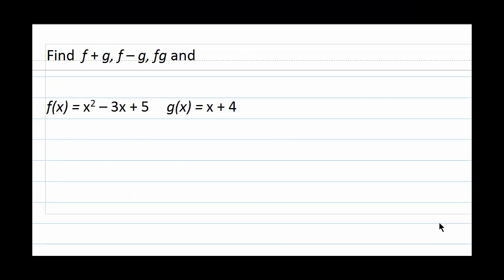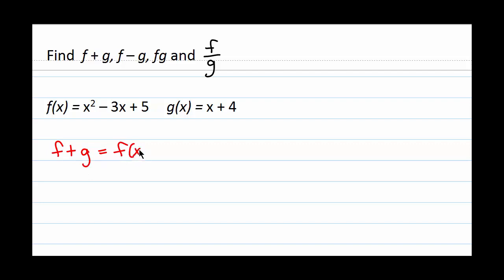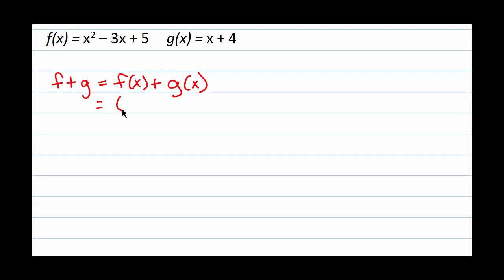Let's look at an example here. Find f plus g, f minus g, f times g, and f divided by g. All right, here are our given functions. So the first thing I'm going to find is f plus g. Well, that's the same thing as f of x plus g of x. So I have x squared minus 3x plus 5 plus x plus 4.